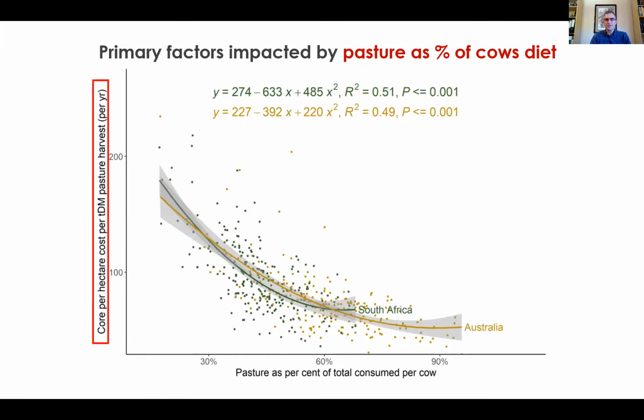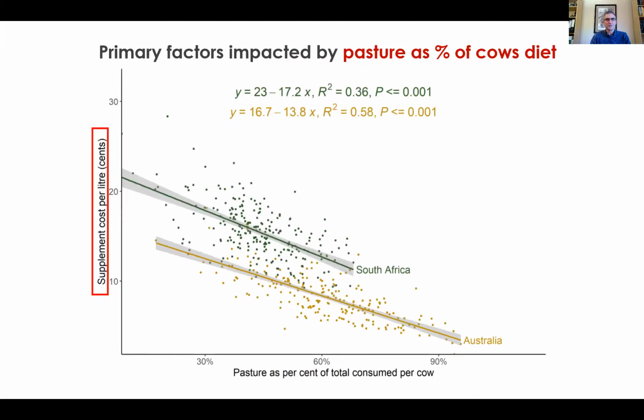This graph outlines the impact of diet pasture percent on core per hectare cost per tonne dry matter. The trends are similar and strong, with increasing diet pasture percent contributing to a decrease in core per hectare cost.